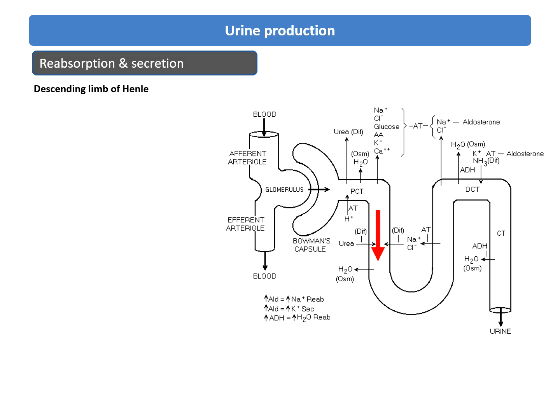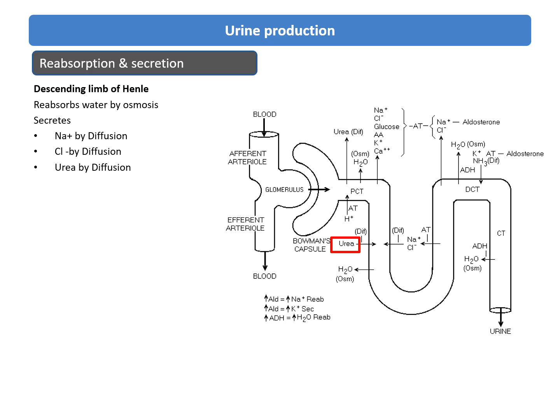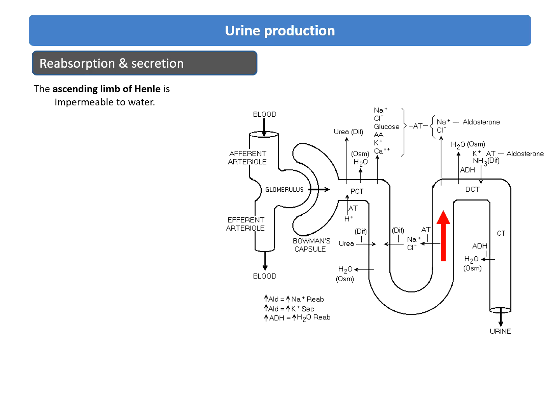What about the descending limb of Henle? It reabsorbs water by osmosis. It secretes sodium ions by diffusion and chloride ions by diffusion. Urea also is secreted by diffusion.